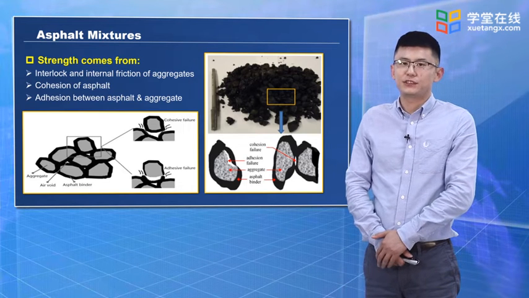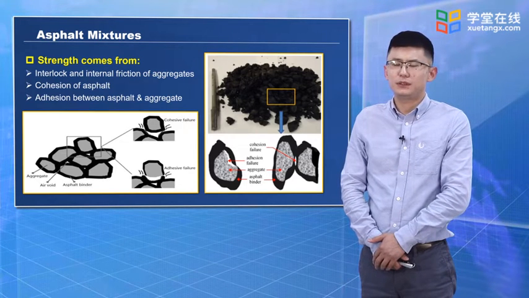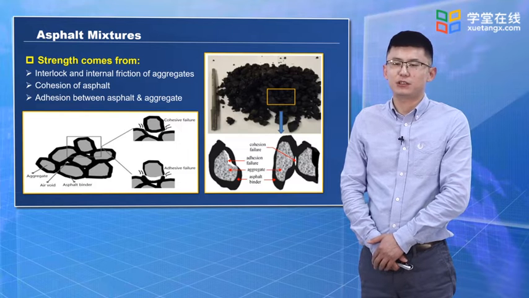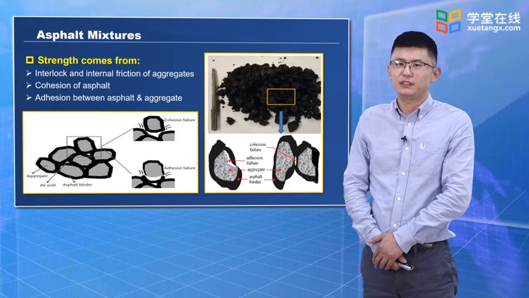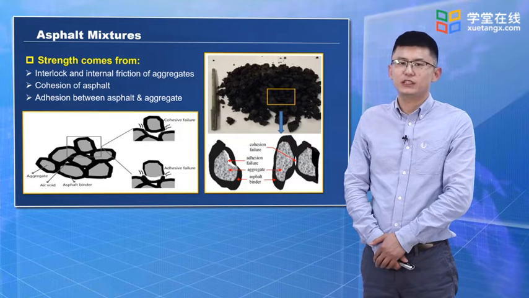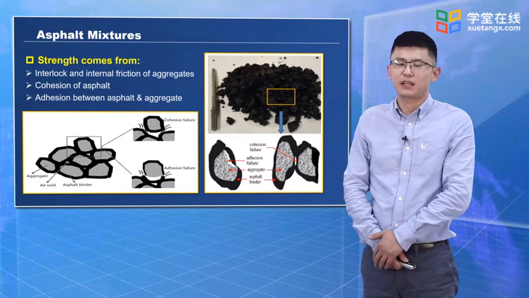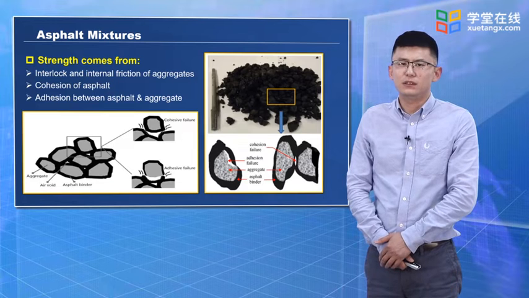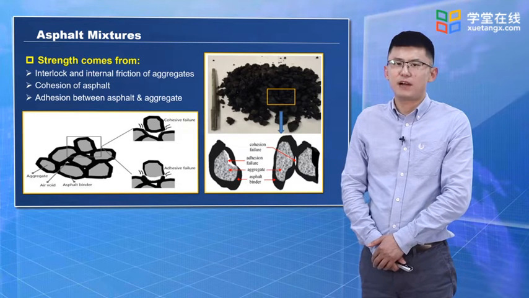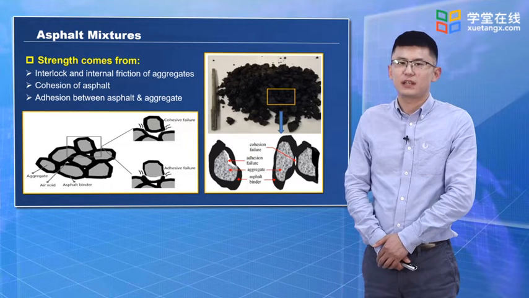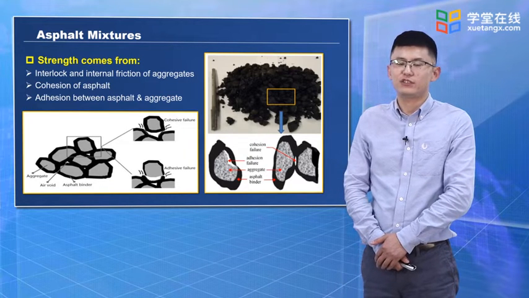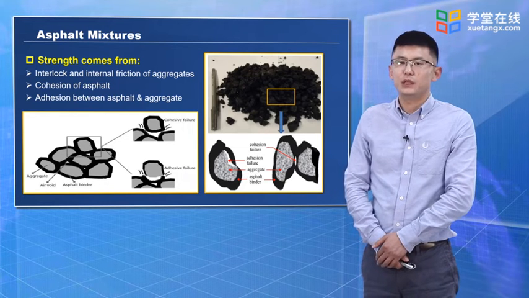How about the asphalt mixture? What's the strength for the asphalt mixture? On this slide, we show that the asphalt mixture is made of mineral aggregates and asphalt binder, right? And also air voids. So the strengths generally come from the interlock and internal friction of aggregates, and also from the cohesion of asphalt, and very importantly from the adhesion between the asphalt and the aggregate.